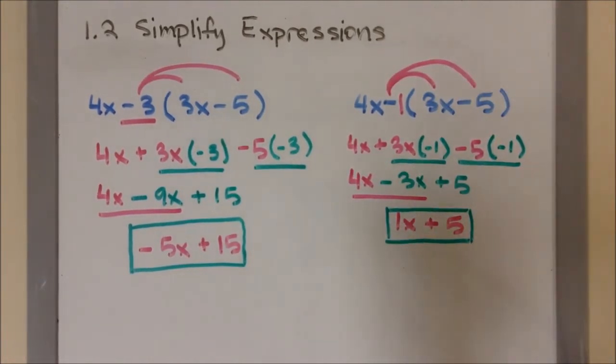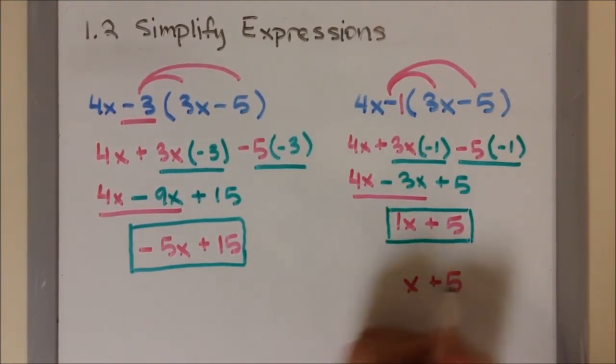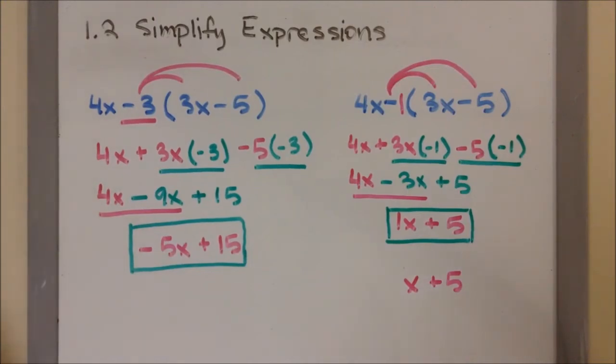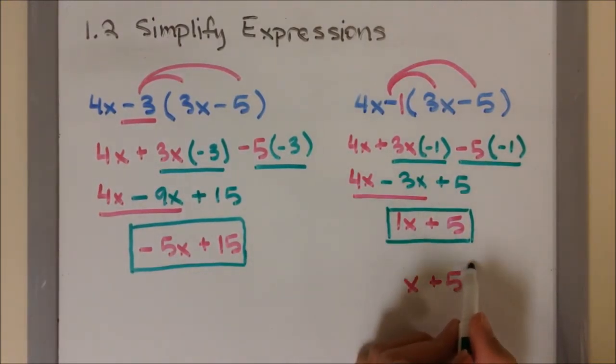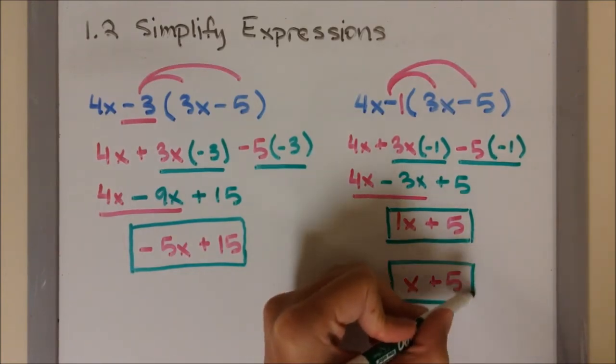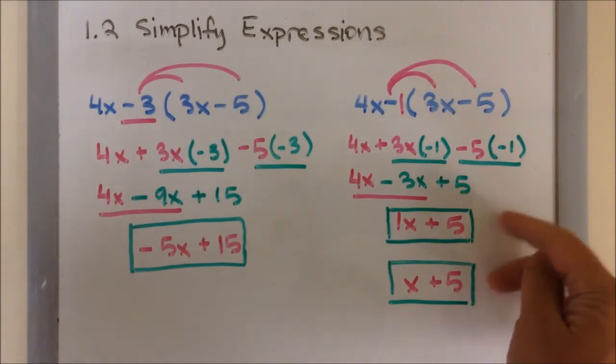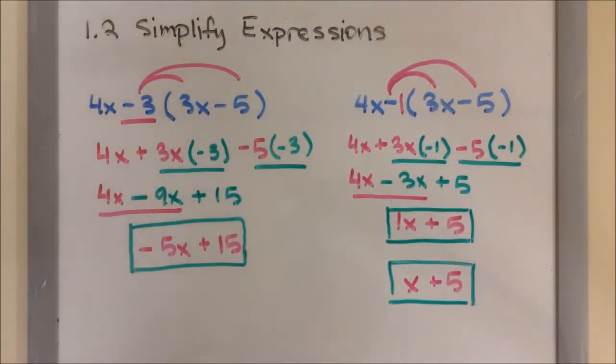Now you can write 1x plus 5, but you can also write it as x plus 5. They both mean the same thing, it's just that you emphasize that there's an invisible 1 in front of x. So it doesn't matter which one you give me as long as it's correct. 1x plus 5 or x plus 5, they're the same thing.